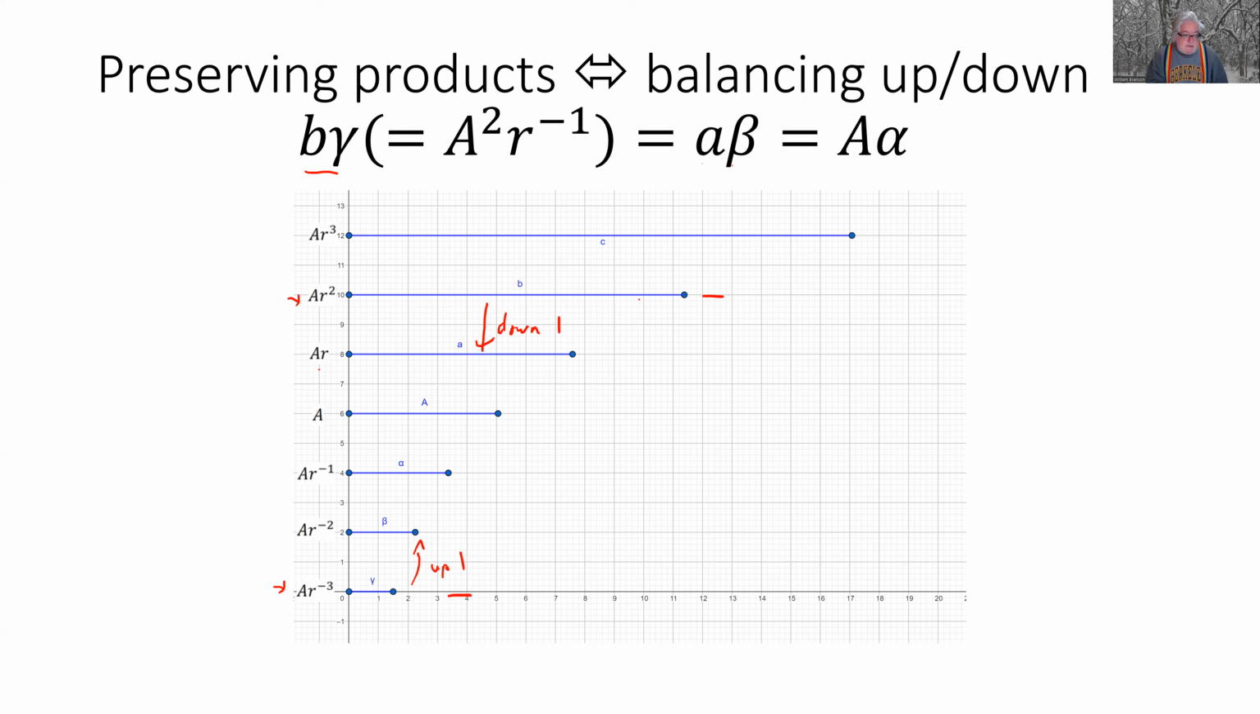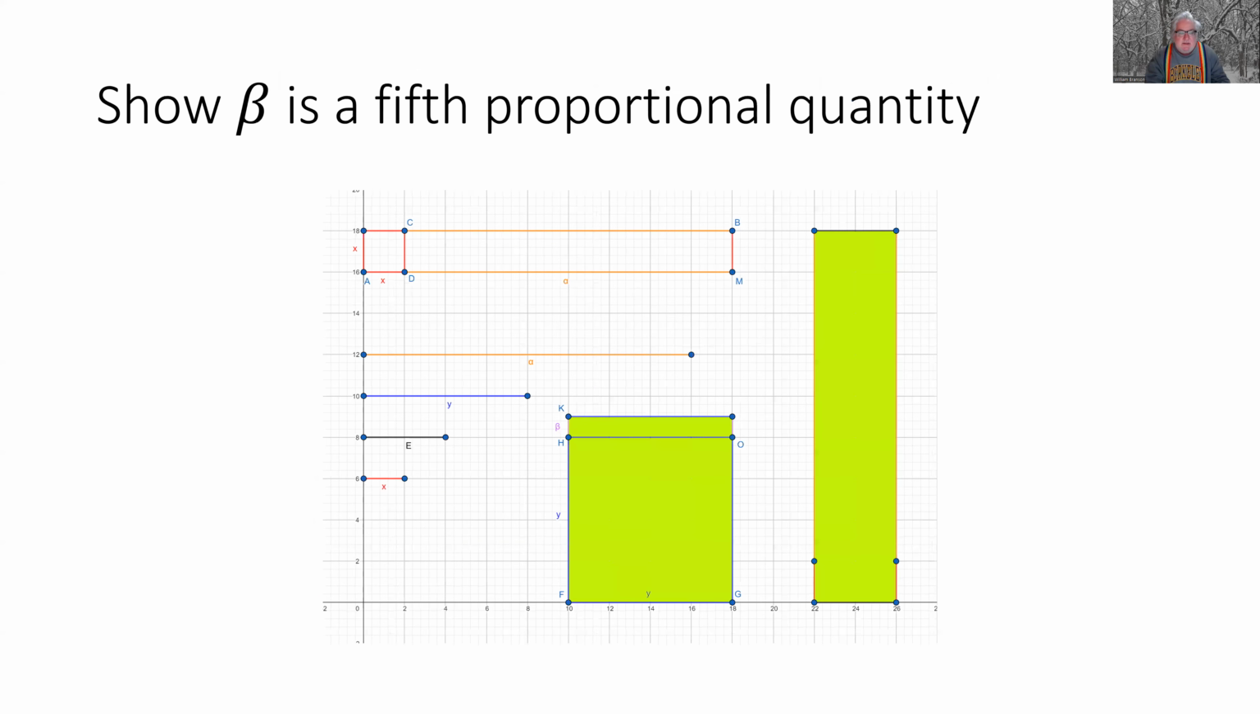A times alpha, well, if we take B and we go down 2 steps, to balance going down 2, we should go up 2. So if we go down 2 from B and up 2 from gamma, we should be able to preserve the product. So Cardano knows that, and he uses that quite often. He doesn't quite think of proportions as a geometric series. So how do we go about showing beta is a fifth proportional quantity?